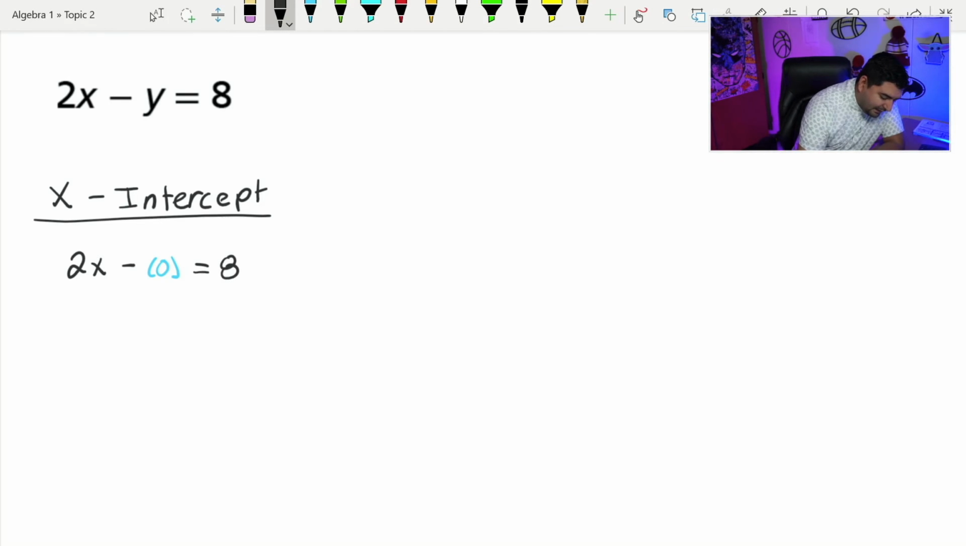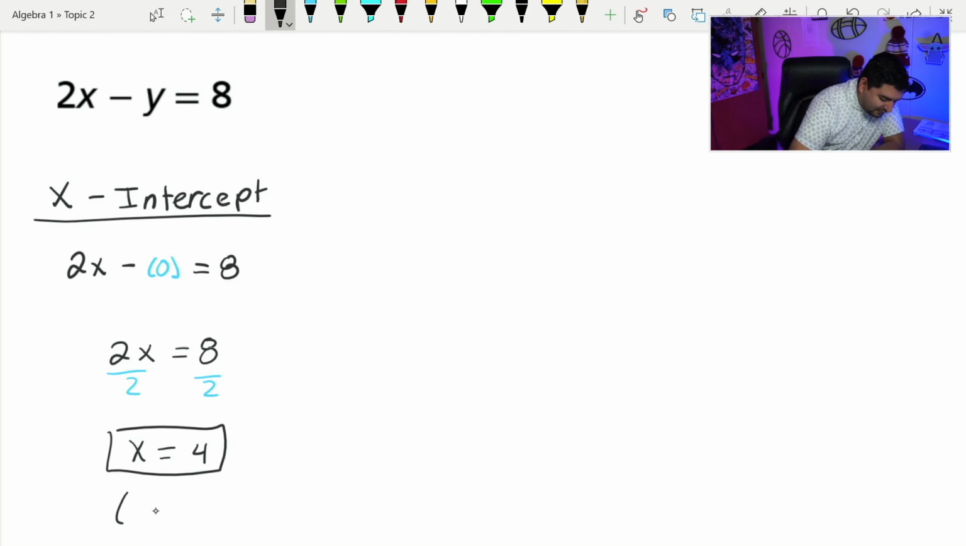So now I can simply simplify this. That would just be 2x equals 8. I can then divide by 2 on both sides. And I get x equals 4. Meaning my x-intercept is actually at (4, 0). And again, we're going to repeat these steps for the y-intercept.